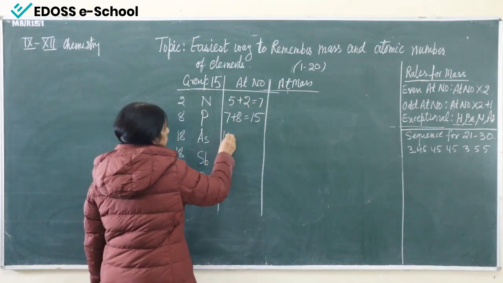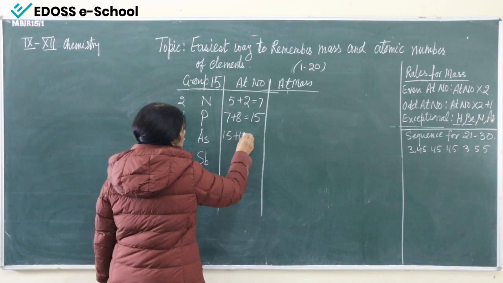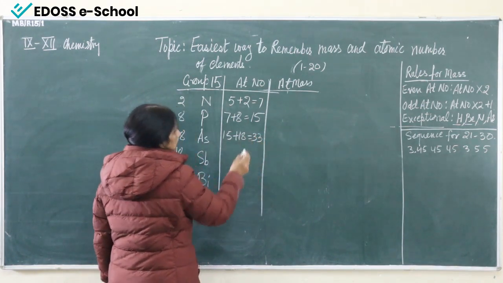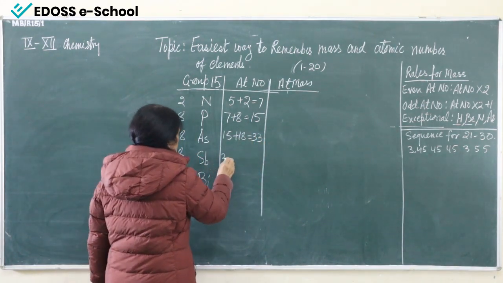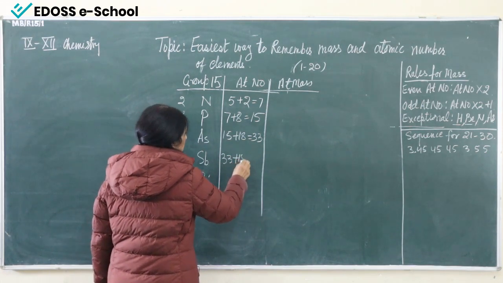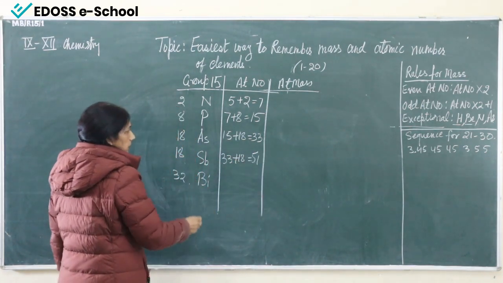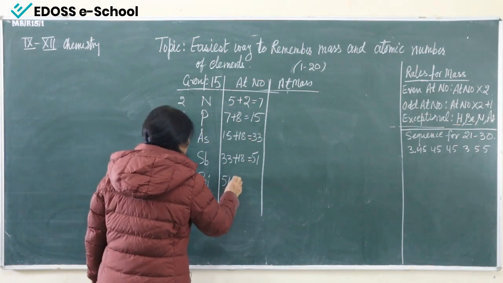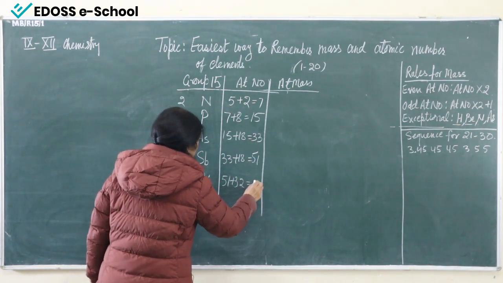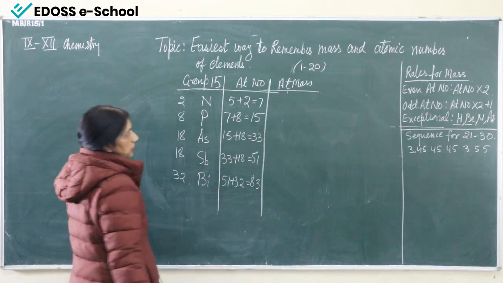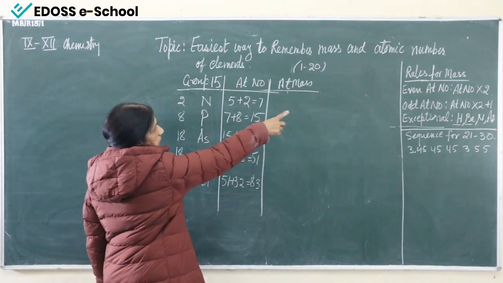This is 15 plus 18, 33, and this is 33 plus 18, 51, and this is 51 plus 32, 83. So atomic mass same way.